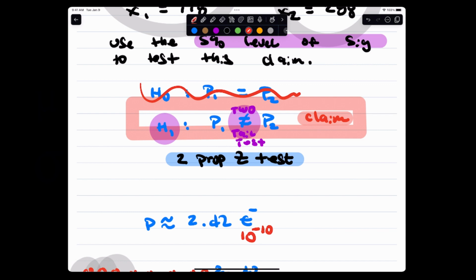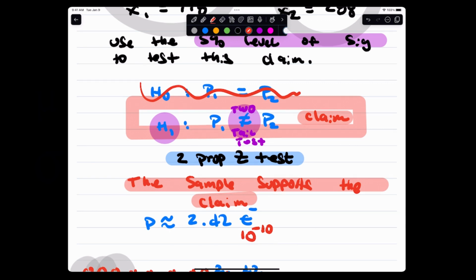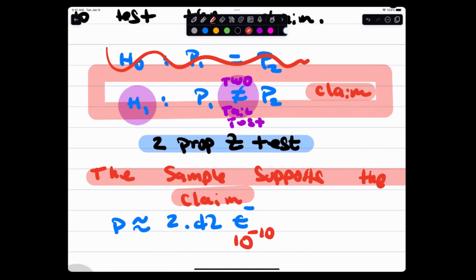What does that mean about the claim? What are you guys hugging? Are you hugging the claim? Then your sample what? Supports the what? Claim. So what this is saying to you guys, let's really dive deep. P naught is not equal to P2.